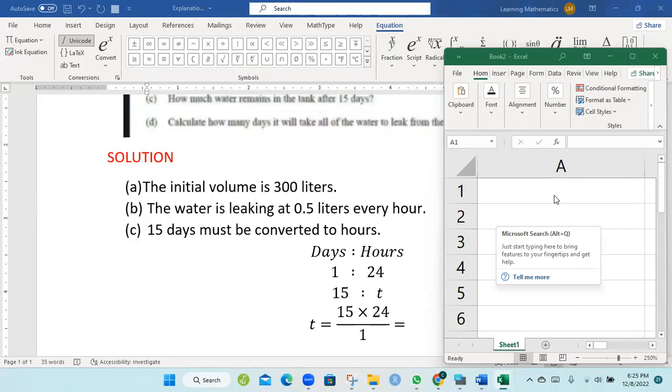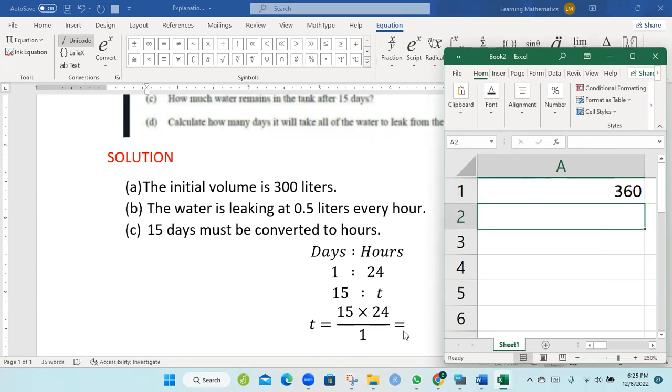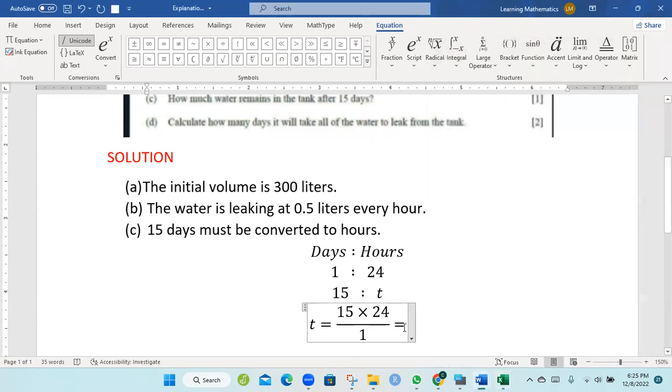So we can use Excel as a calculator. So we're going to calculate equal 15 times 24 divided by 1. It doesn't matter, divided by 1 doesn't make a difference. So that's 360 hours. T is equal to 360 hours.